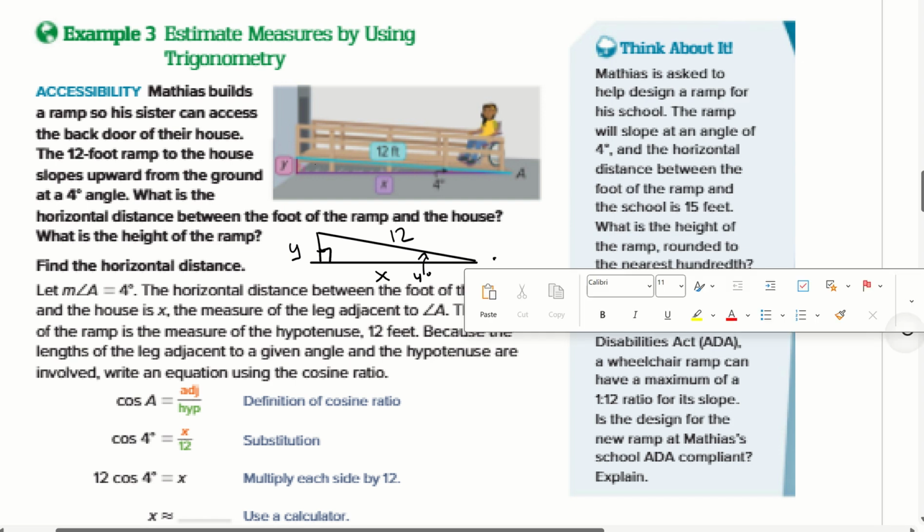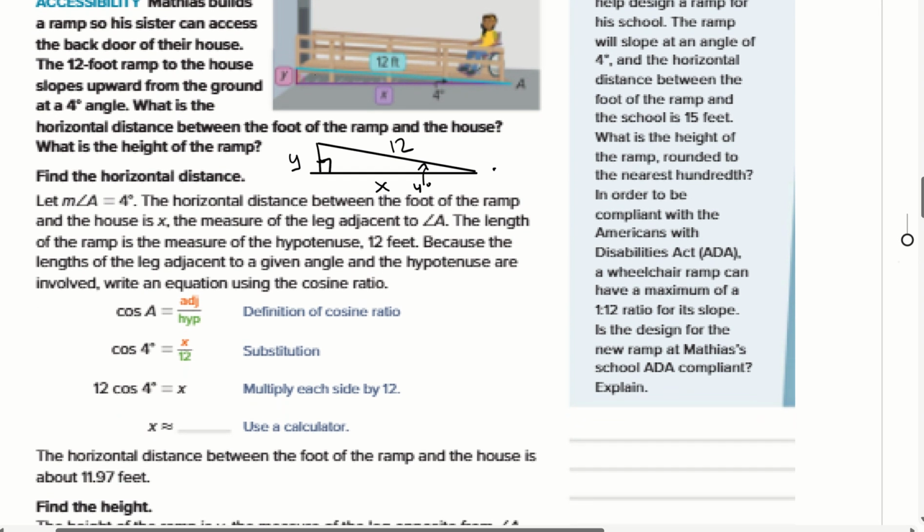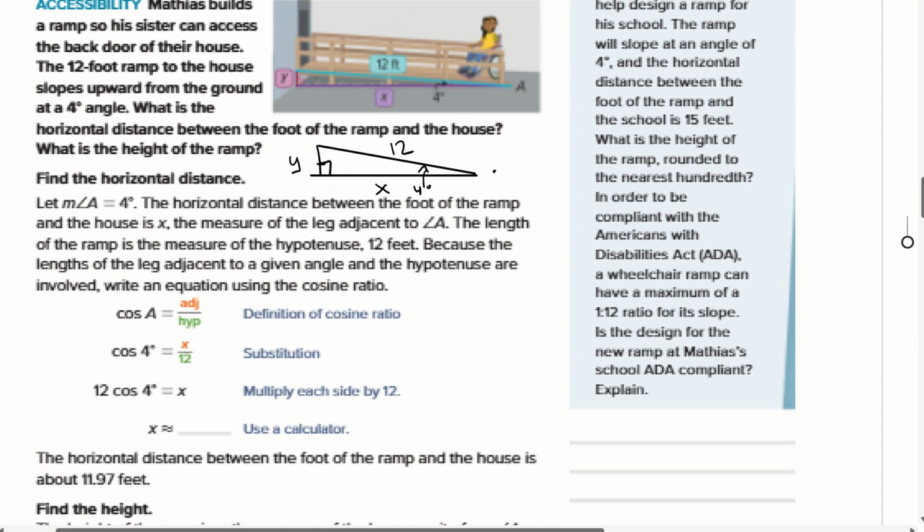So we got ourselves a right triangle, right? So now what we are trying to do is solve for X, the horizontal distance for the ramp. Okay, so that means if this is our 4-degree angle, then this is going to be opposite of that. This is going to be hypotenuse, and then this is going to be adjacent.